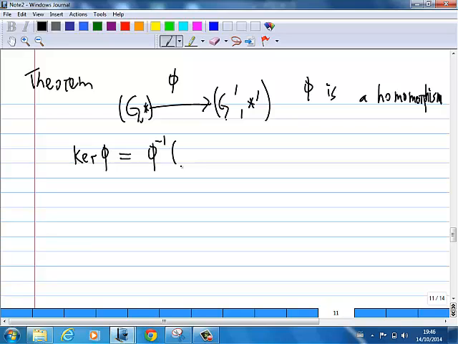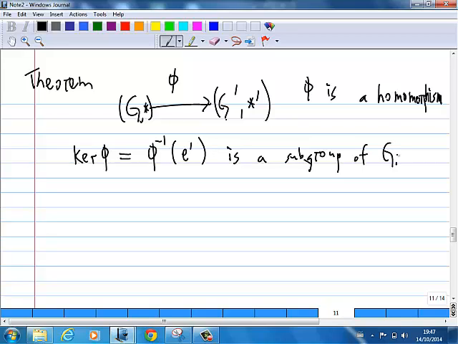Usually we call them E, right? So for the group G prime, call it E prime. So E prime is an identity element for G prime. So look at the inverse image of the identity. This is called a kernel. The special case I showed you earlier was the inverse image of 0. Now, this is always a subgroup in G.